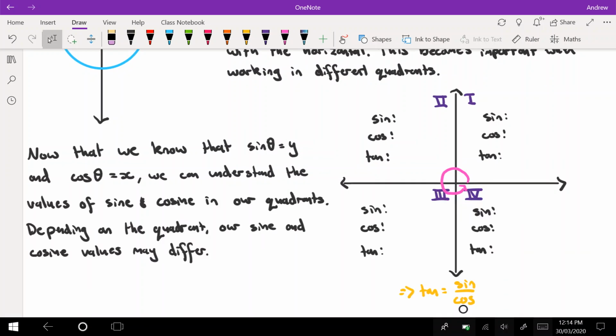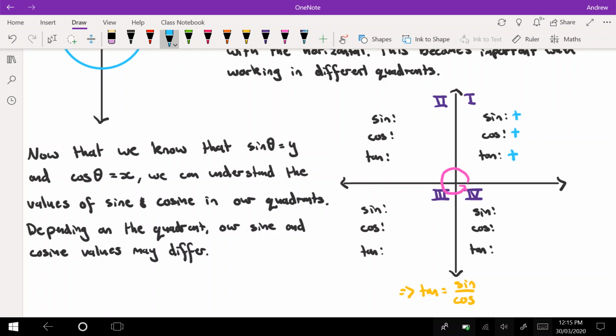So we just said that the sine of the angle is equal to y, and the cosine of the angle is equal to x. Well, in my first quadrant, when I'm in that top right quadrant, x is always going to be positive, and y is always going to be positive. So the cosine and the sine of the angle are always therefore going to be positive. And a positive divided by a positive gives me a positive, so tan is positive in that quadrant.